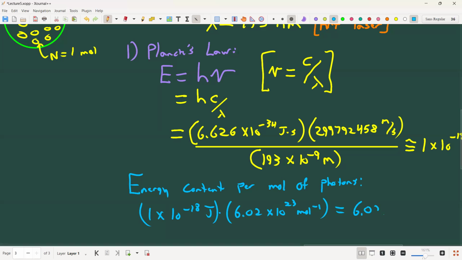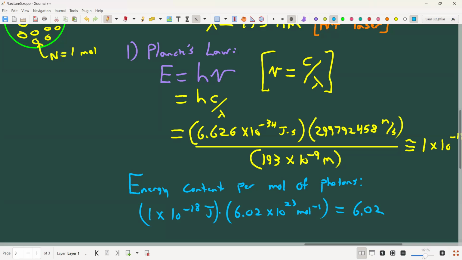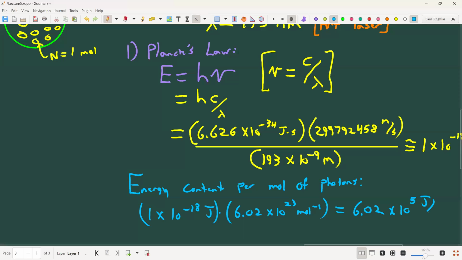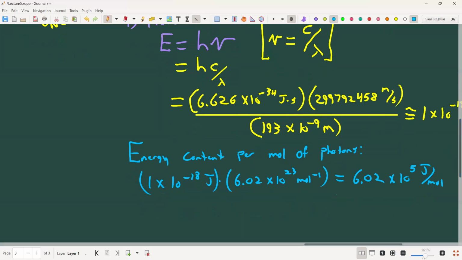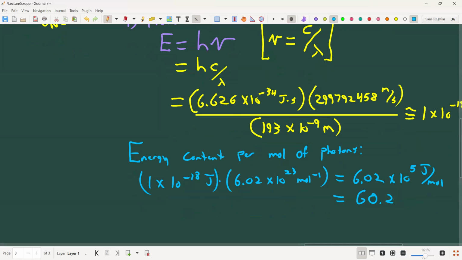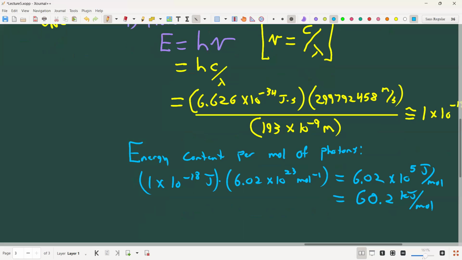Right, and that's easy math. That's 6.02, and we have a difference of 5, so 10 to the 5. So 1 mole of UV photons imparts 60 kilojoules per mole of energy. That's a lot of energy. Right? It's just under an electron volt. It's not chemically a large amount of energy.